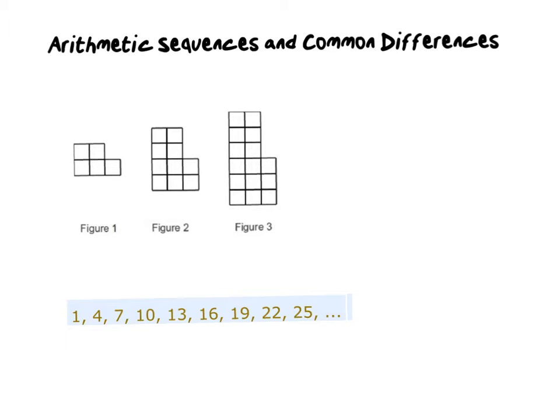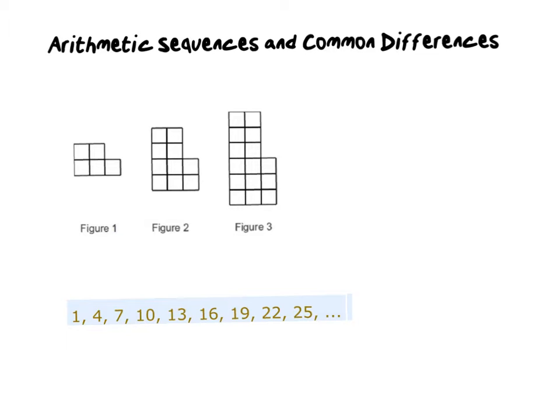So let's talk arithmetic sequences and a common difference. This video is going to show you how to actually find those things and tell you what they actually mean. Let's start by talking about what a sequence is. A sequence is any ordered set of numbers or any ordered set of items.